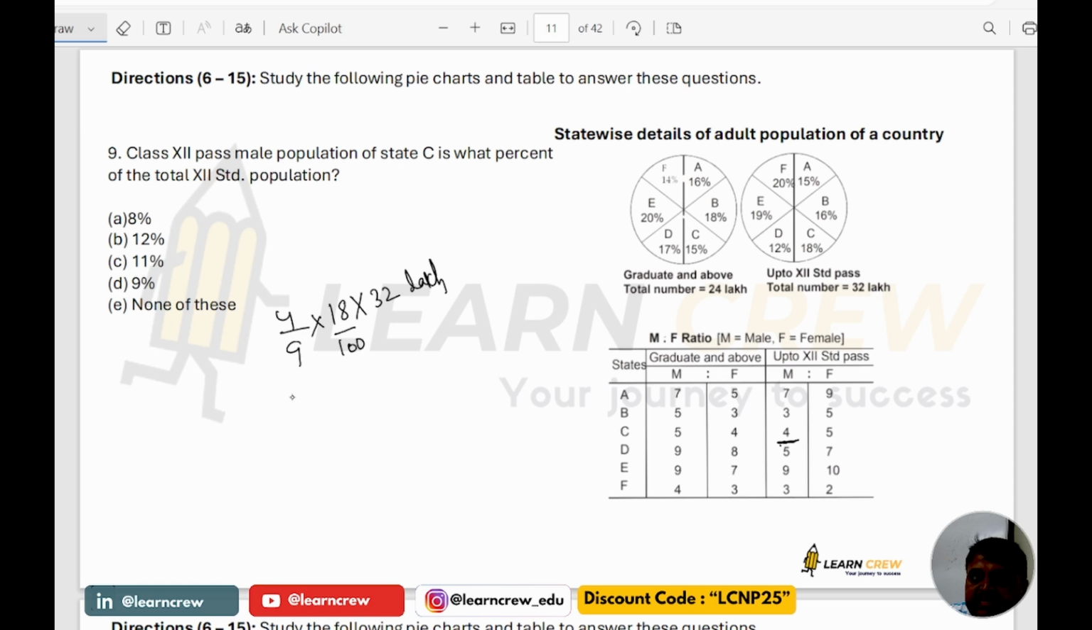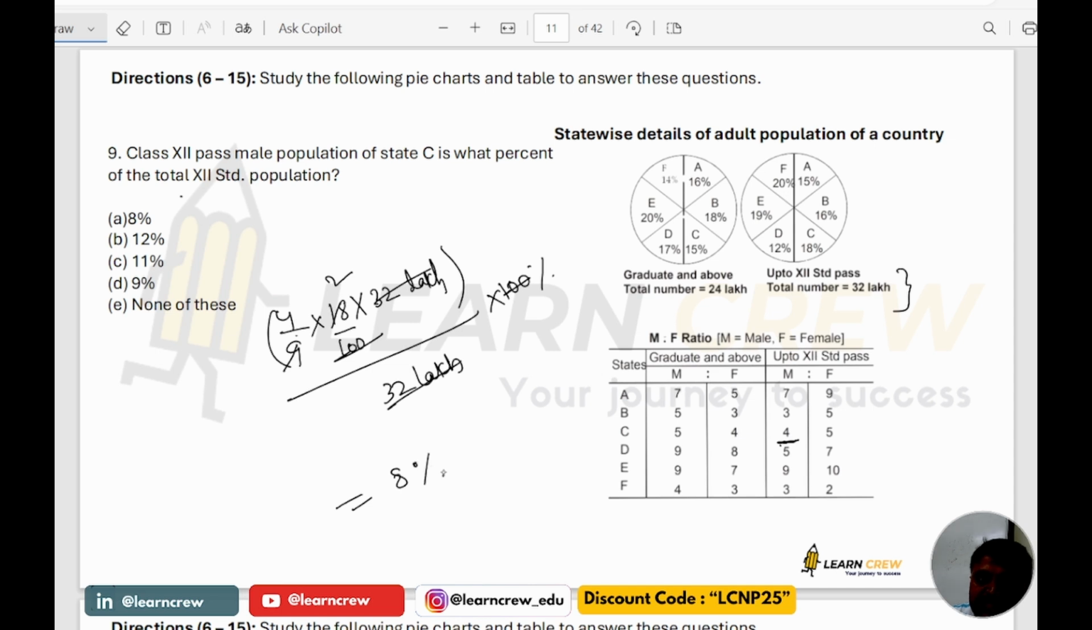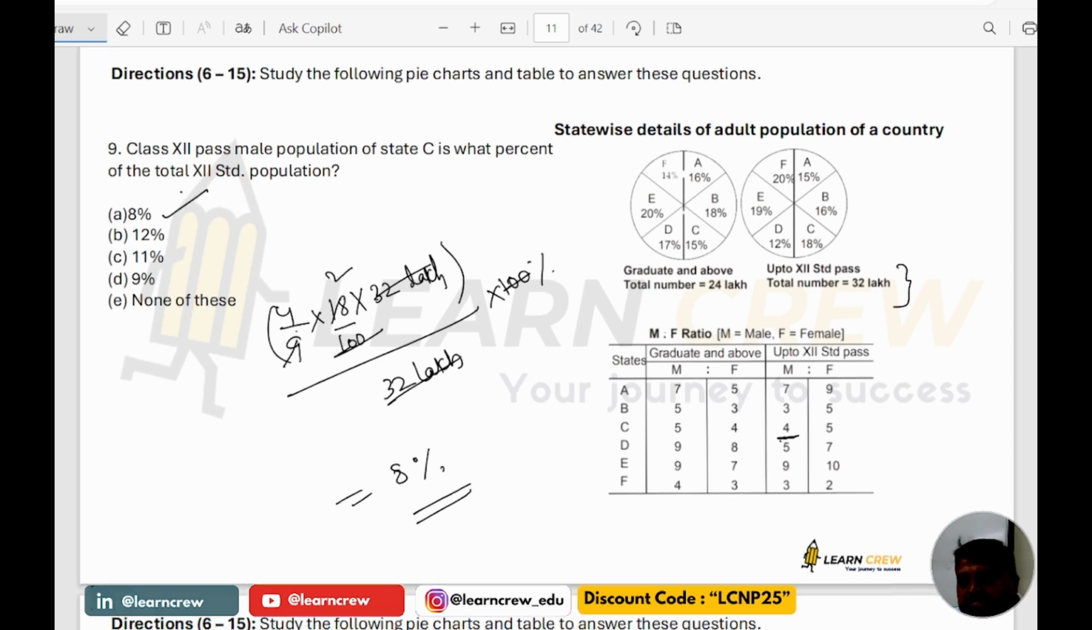Is what percentage of the total 12th standard population? Total 12th standard population is 32 lakhs. This is what percentage of this? Is by of into 100. Thereby you have got 32 lakhs cancelled here. 9 2s are 18, 100 cancel. So it is 8%. You have got here 8 percentage. Now question number 10.